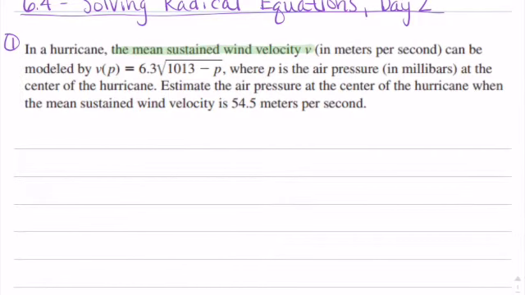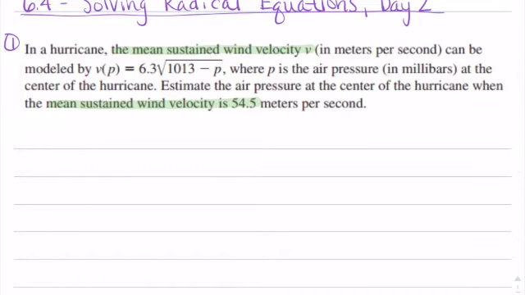and that's in meters per second, can be modeled by the equation V of P. So V is dependent on air pressure P, and that's equal to 6.3 times the square root of 1013 minus P. Again, P is the air pressure in millibars at the center of the hurricane. So we want to estimate P at the center of the hurricane when the mean sustained wind velocity is equal to 54.5 meters per second.